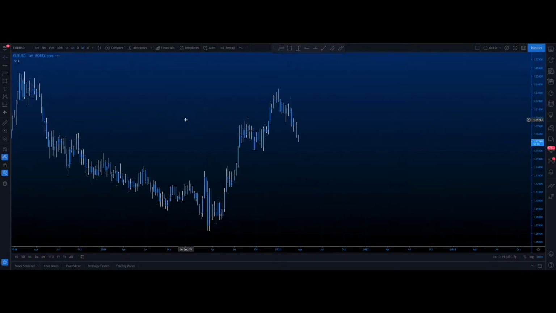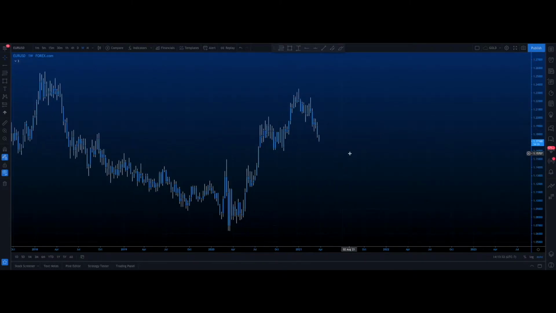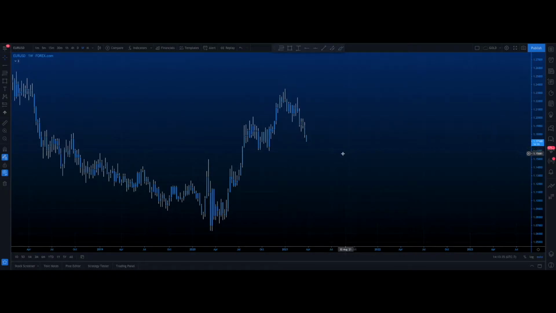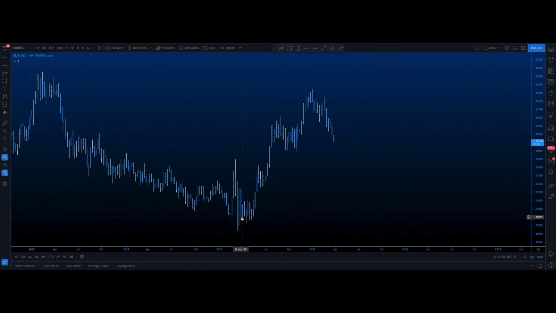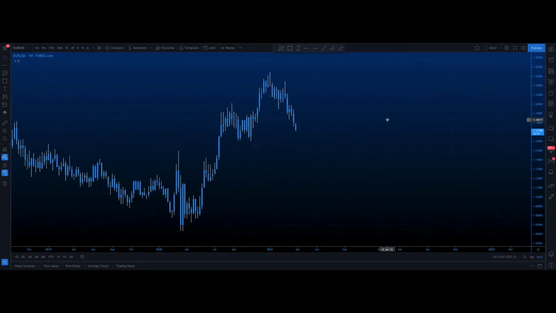So as we said, Euro USD. Let's go back to the weekly chart so we can analyze from a top-down perspective. Since the end of March of 2020, Euro hit a low and it's been on the rise ever since. So we see the clear uptrend, and in January of 2021, we had an all-time high at 1.23500, and ever since then, we've been on a steady decline back down.